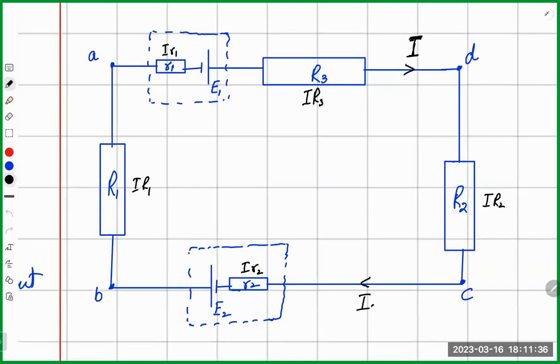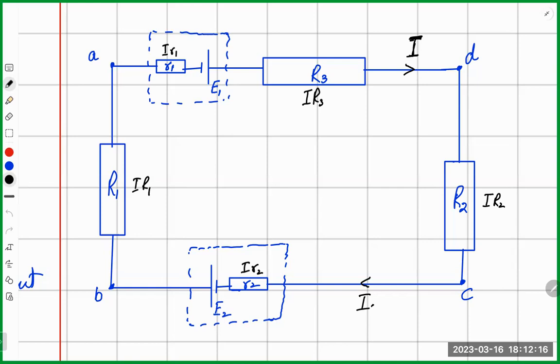Now, there are two EMFs over here, E1 and E2. There are three external resistors, capital R1, capital R2, capital R3, and there are two internal resistances, small r1 and r2. Lost volts: two lost volts, Ir1, Ir2. Three potential differences: IR1 with capital R, IR2 with capital R, and IR3 with capital R. So there are altogether five potential differences, two internal and three external.